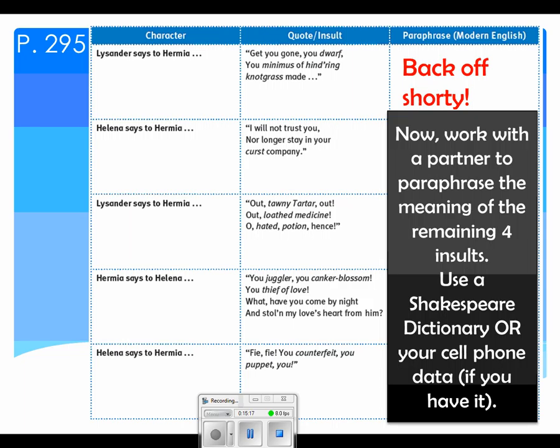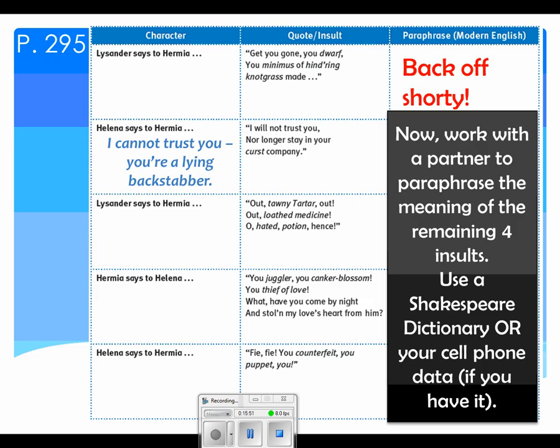So that second insult, you'll get time to practice right now, please stop. The second insult, Helena is insulting Hermia. So we've got girl insulting another girl, and you know how venomous that can be. I will not trust you, nor understand your cursed company. What is she saying? Well, essentially this. I can't trust you. You're a liar. You're a backstabber. Now, you can either watch the screen, or you can listen to what I'm saying.